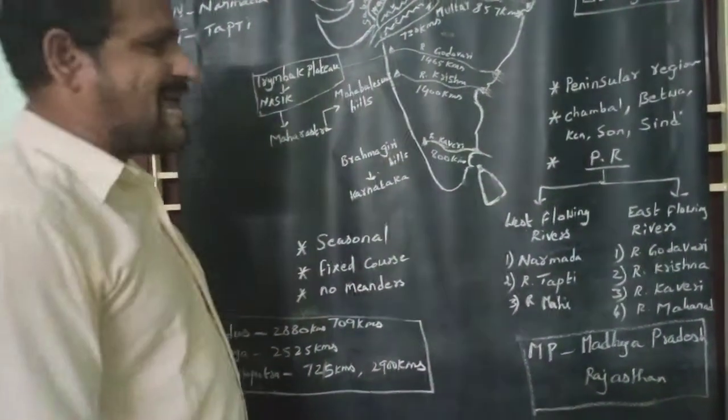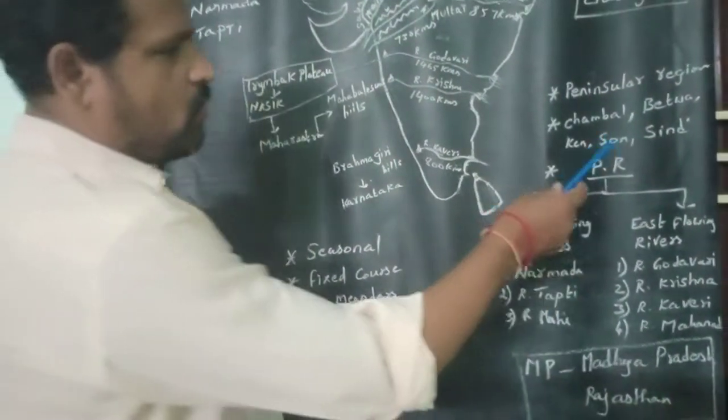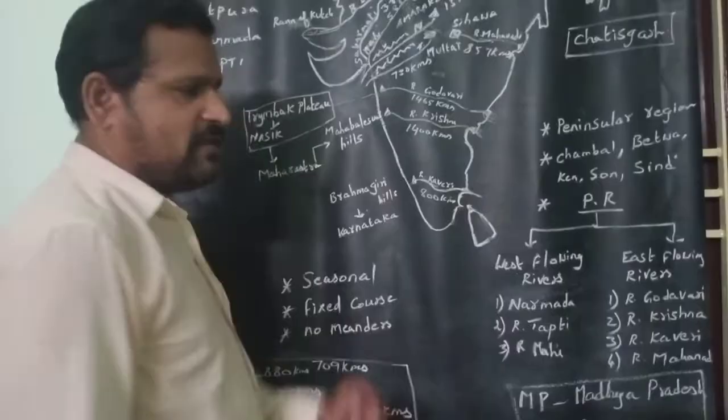Here, peninsular rivers are classified into two types: west flowing rivers and east flowing rivers. Okay, what are the rivers that come under east flowing rivers?